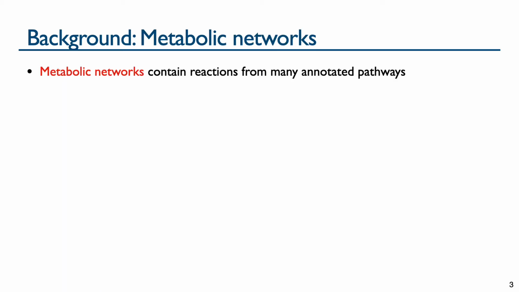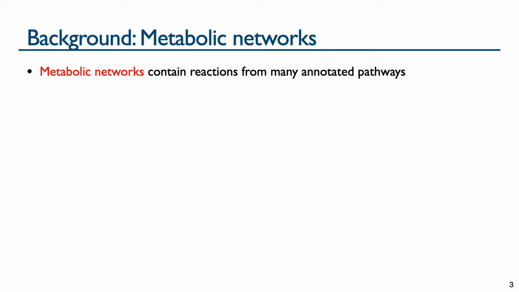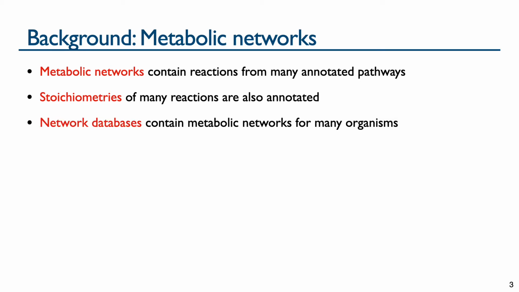A metabolic network is a collection of reactions from many different annotated pathways, all concatenated together. Here I have a picture of a metabolic network that is the combination of the gene regulation, cell proliferation, and apoptosis pathways, with receptors around the outside of the cell acting as sources. For many reactions in a metabolic network, the stoichiometries of each participant in each reaction is also recorded. A collection of the metabolic networks of many different organisms is called a network database.